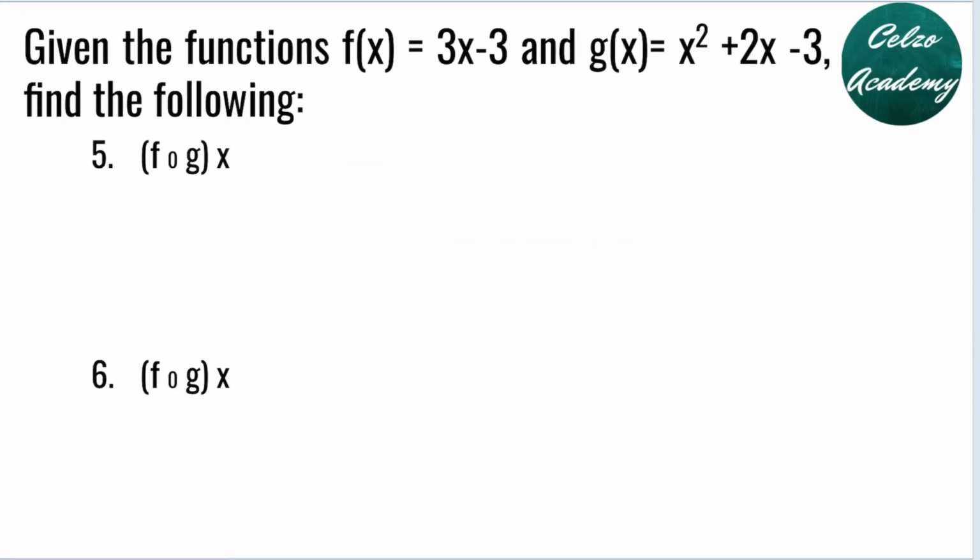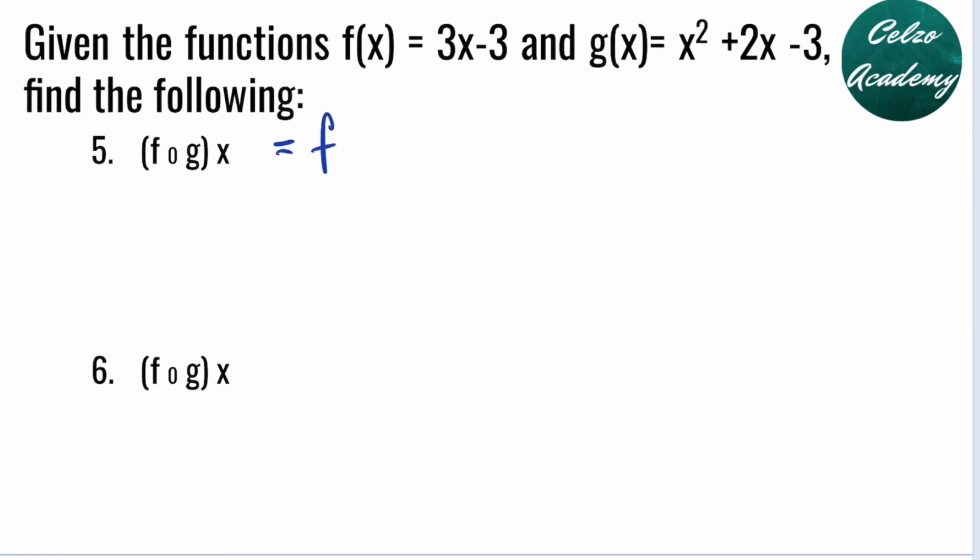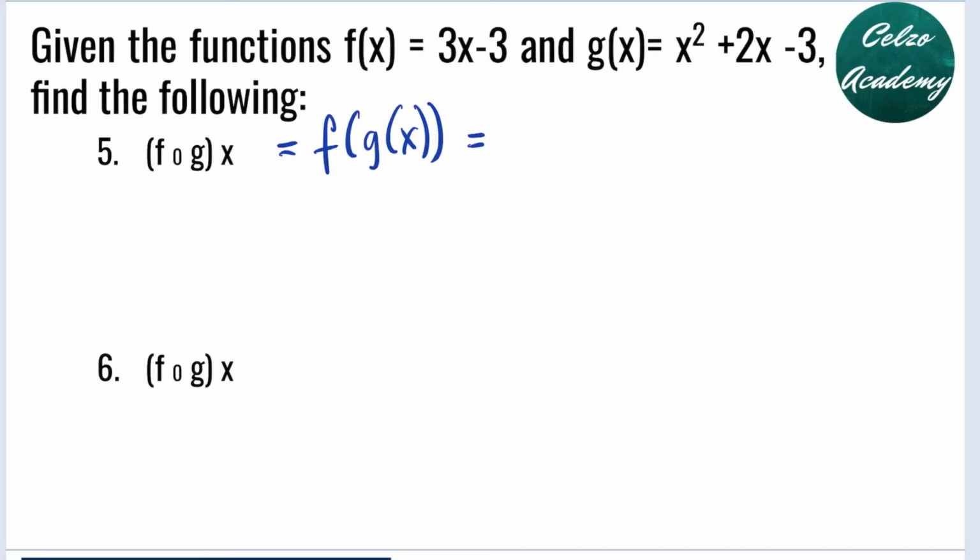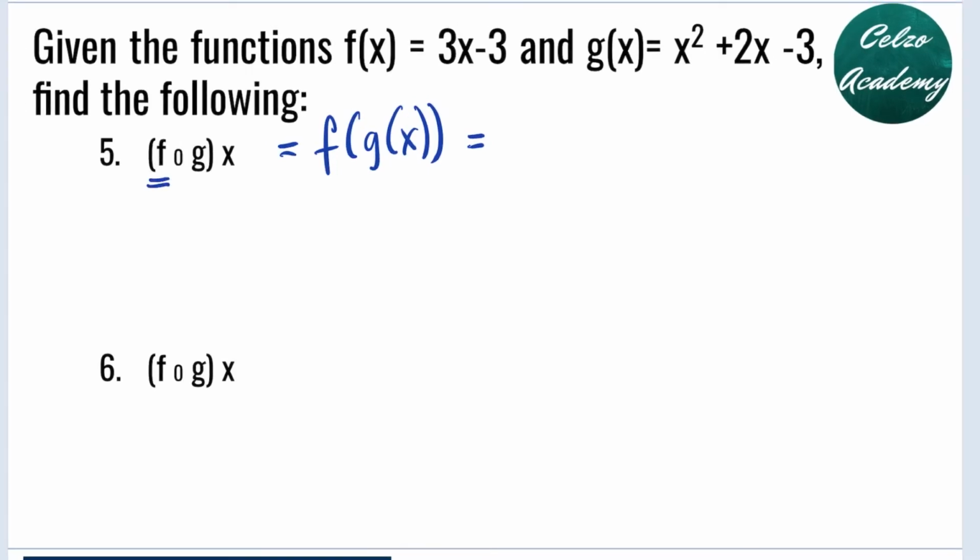Questions 5 and 6 involve composition of functions. Question number 5, f circle g means we need to do f of g of x. Our first function here is f, so we will write down first the f of x, and that is 3x minus 3. Now, we will substitute the g of x into our x. So now we will replace the x with our g of x. And our g of x is x squared plus 2x minus 3.